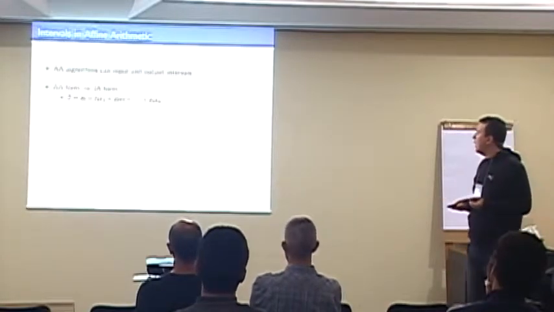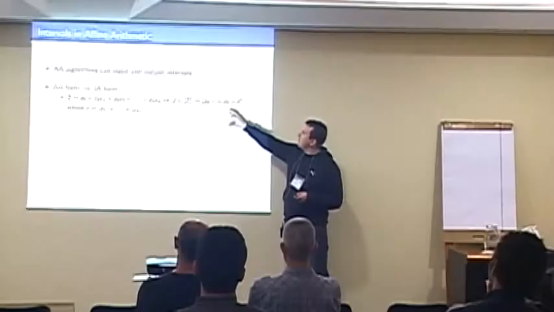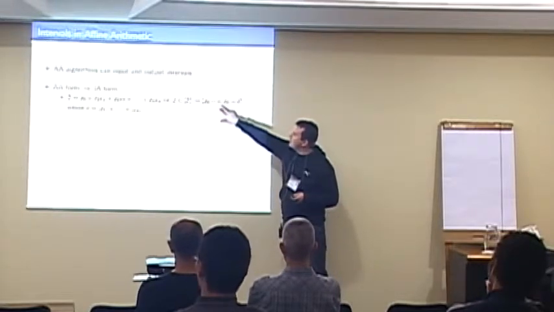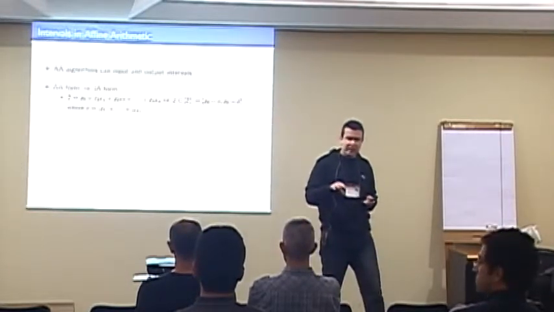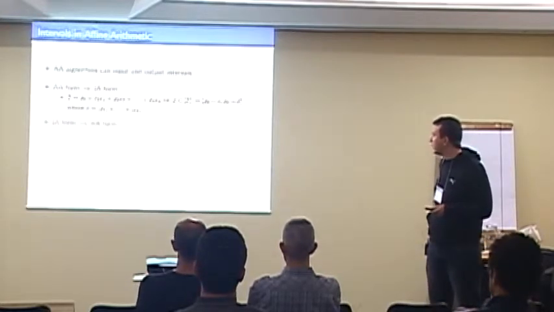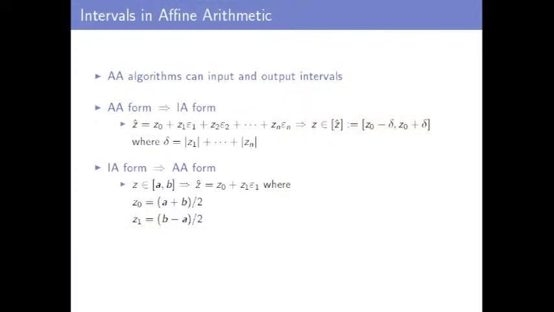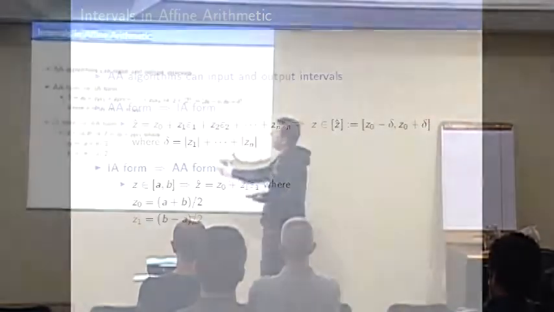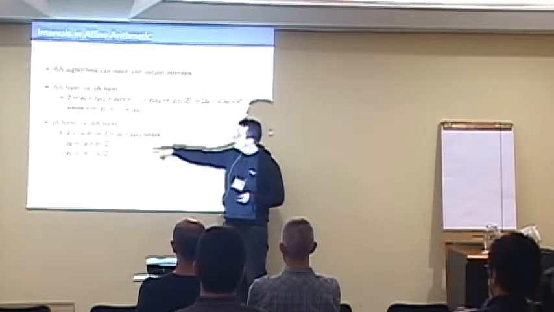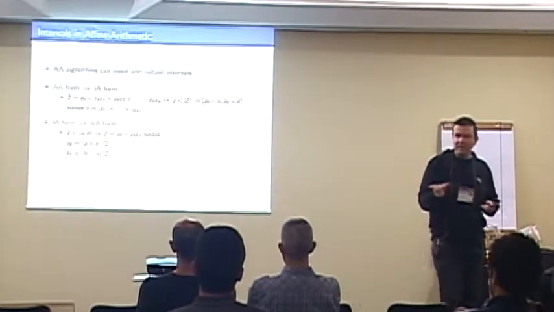Given an affine form, given by this expression, you can take the range of this form by this other expression, where this delta is the sum of the absolute values from z1 to zn. And we can convert an interval to an affine form. Given an interval [a, b], you can write the affine form of this interval, taking z0 as the midpoint of the interval, and z1 as half of the length of the interval.